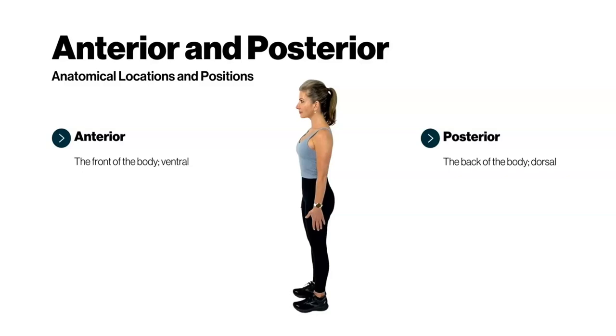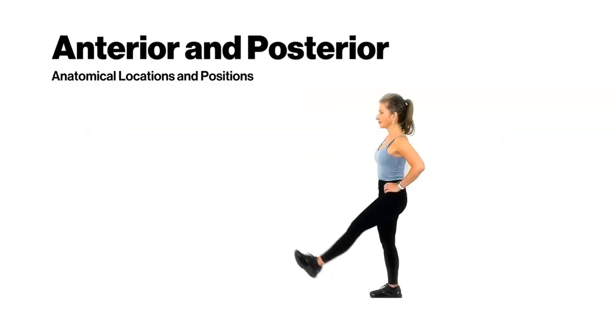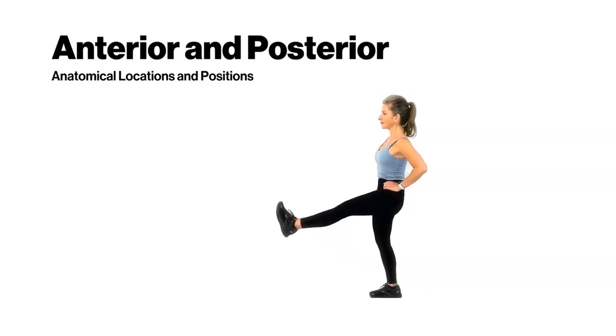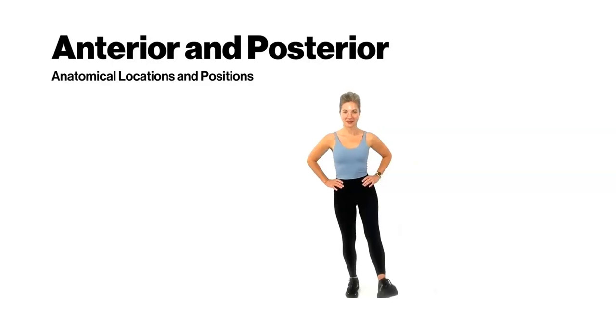Common directional terms include anterior and posterior. Anterior describes what is on the front and posterior describes what is on the back. We have a movement example here using the word anterior, and the leg direction movement is anterior.